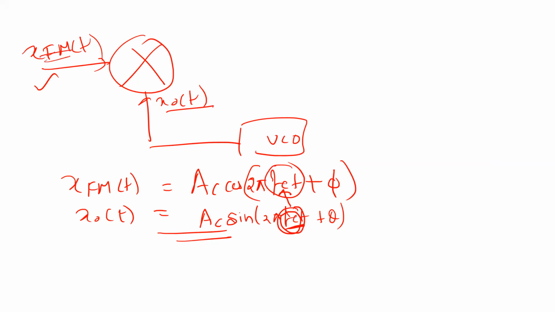Is this line clear to you? So basically they synchronize. Yes, both the frequencies are the same. The output of the VCO and the x_FM both have the same frequency. The phase will differ, it is φ and θ, but the frequency will remain the same. Is it clear?